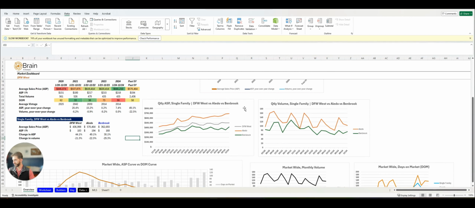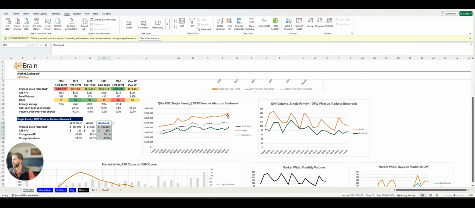This one, another simple chart. It actually stems from this section. We wanted to show the entire region versus Aledo and then another market of your choosing. So you can go and pick another market, and this other market is just going to show up in these 2 charts. So it's kind of a versus analysis.